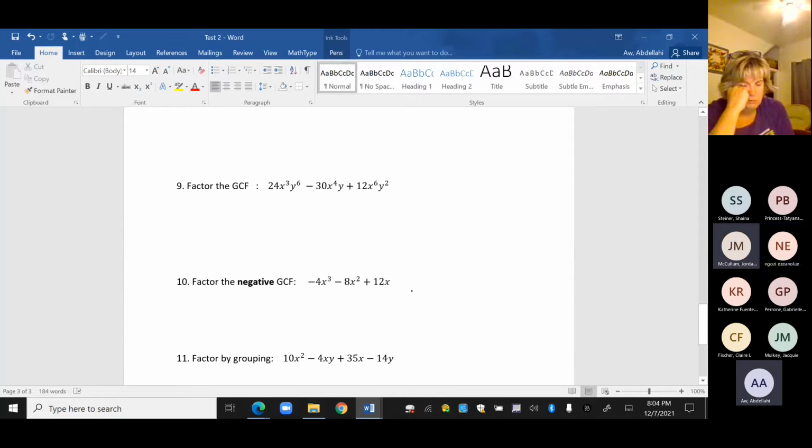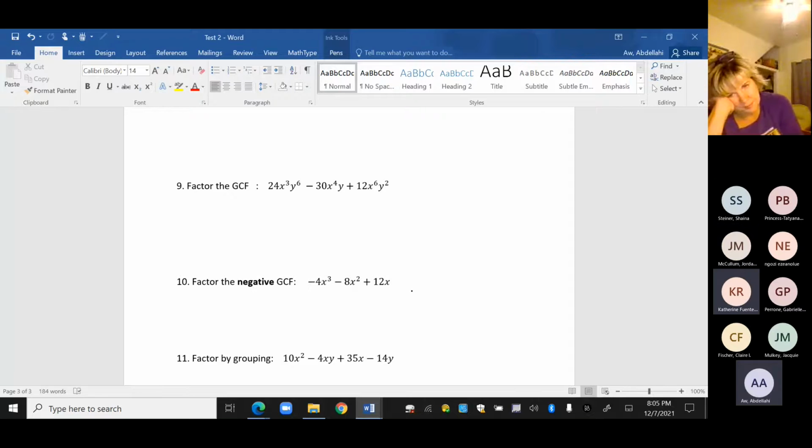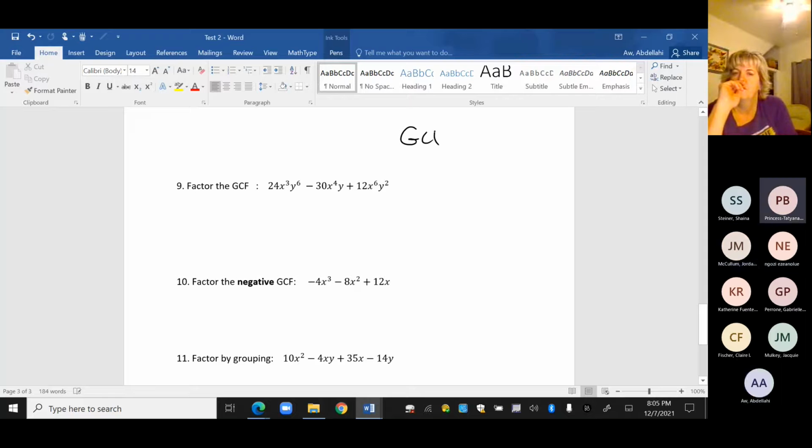So here, when we say factor as a GCF, remember the GCF is everything that is common. I have to look at the numbers 24, 30, and 12. And then I look at the variable x. Do I see x everywhere? And then I look at the variable y. Do I see y everywhere? For the numbers 24, 30, and 12, what is the biggest number that goes into them?